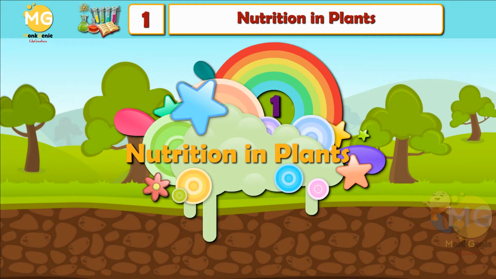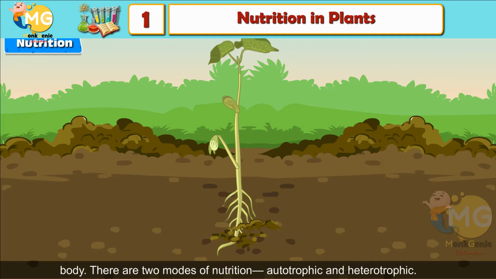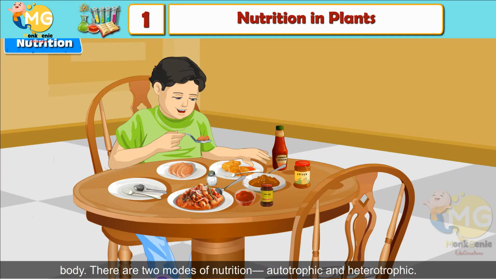Nutrition in plants. Nutrition is the mode of taking food by an organism and its utilization by the body. There are two modes of nutrition, autotrophic and heterotrophic.